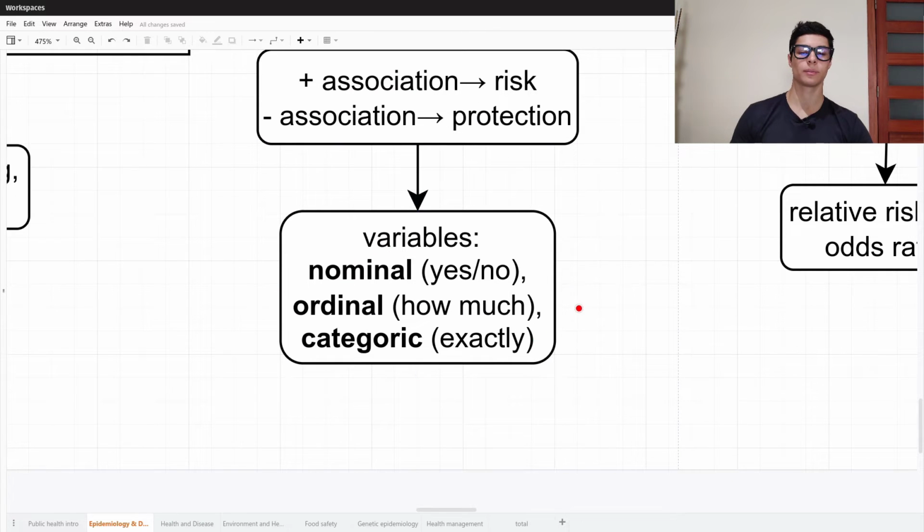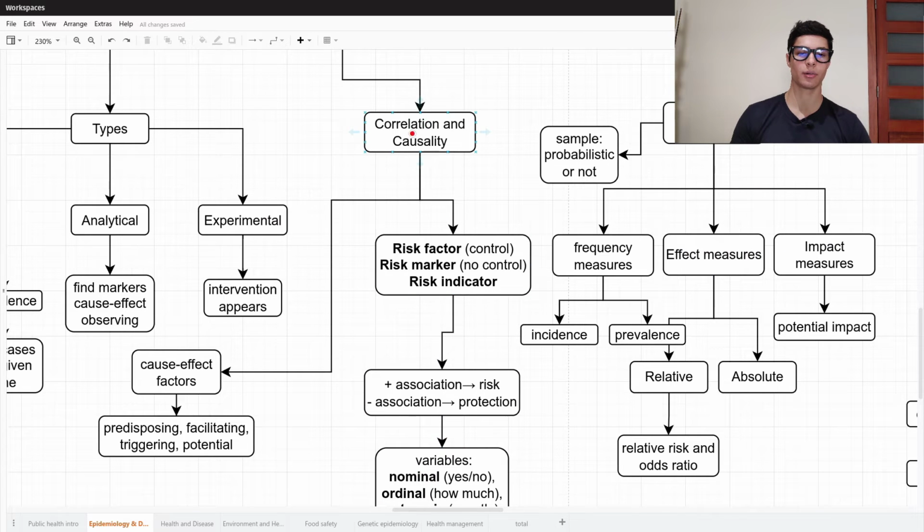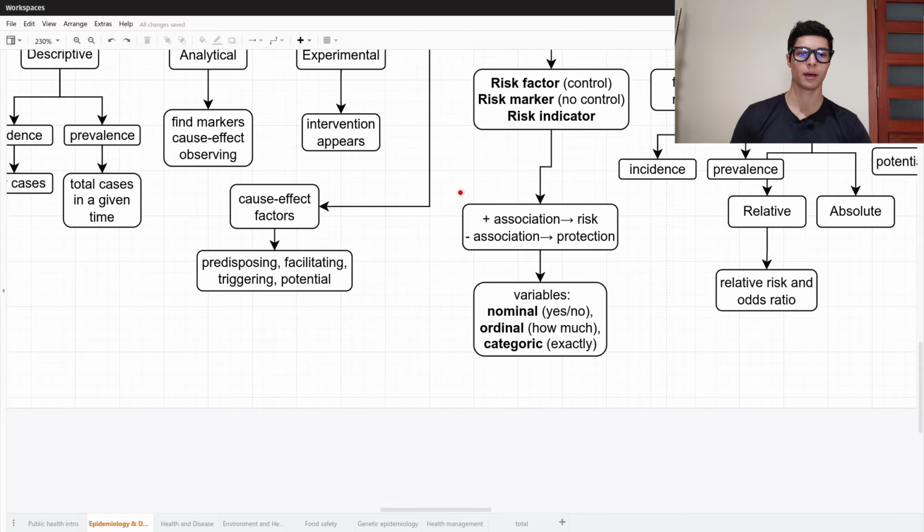And we have variables. Variables to determine this are nominal, which is yes or no. This is, for example, when you ask a person, do you smoke? It's a nominal, yes or no. An ordinal is how much do you smoke? Like little, a bit, a lot. And then we have the categoric one, which is exactly how much. Do you fall between 5 to 10 cigarettes a day or from 10 to 15? Whatever. These variables are used for creating correlation and causality in a given study.